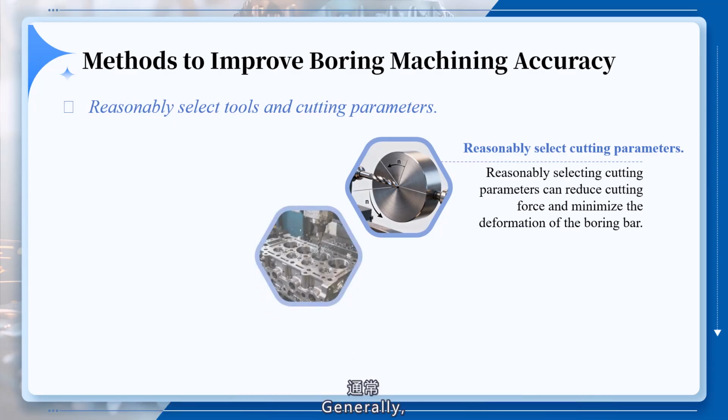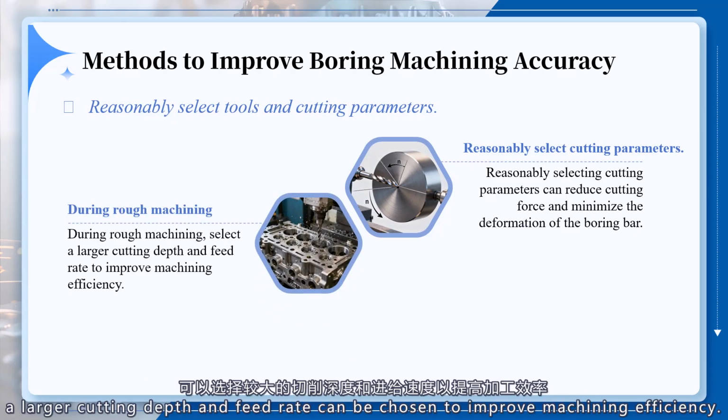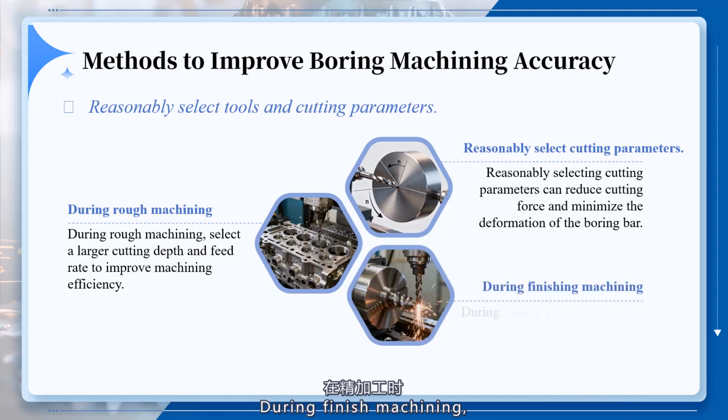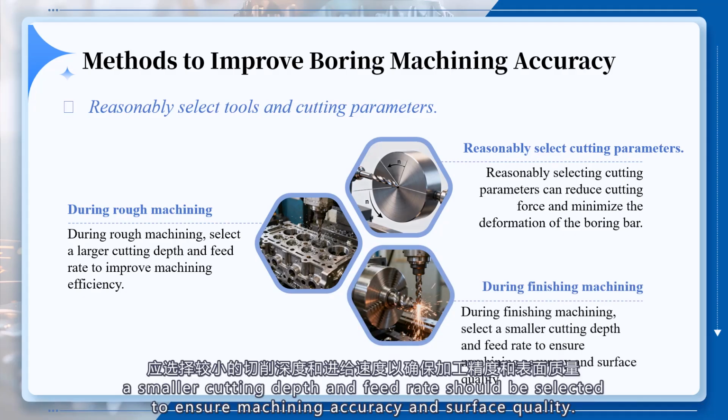Generally, during rough machining, a larger cutting depth and feed rate can be chosen to improve machining efficiency. During finish machining, a smaller cutting depth and feed rate should be selected to ensure machining accuracy and surface quality.